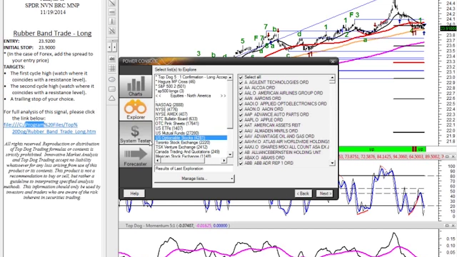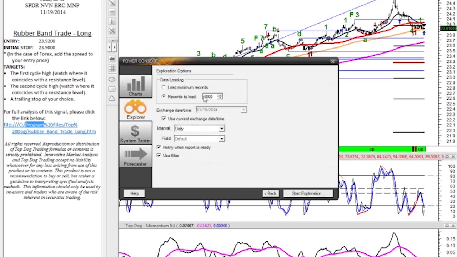So what I'm going to do here is select the scan that I want to run. In this case, it's optionable stocks. I'll go ahead and click on Next. And then for the wave counts, I like to get about 4 years of data in there. There aren't any hard and set rules that you're supposed to use. I just know with 4 years you're going to have a lot of data, so you're going to have maybe a more accurate wave count. So I like to load in about 1,000 records, which is about 4 years on a daily increment.